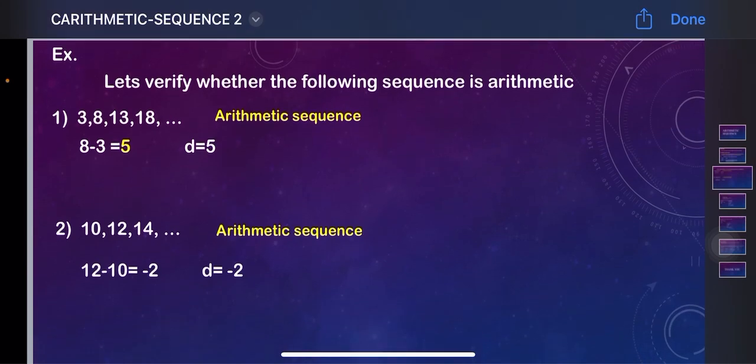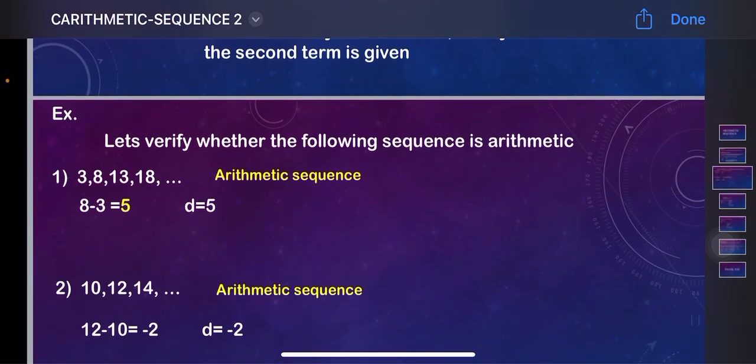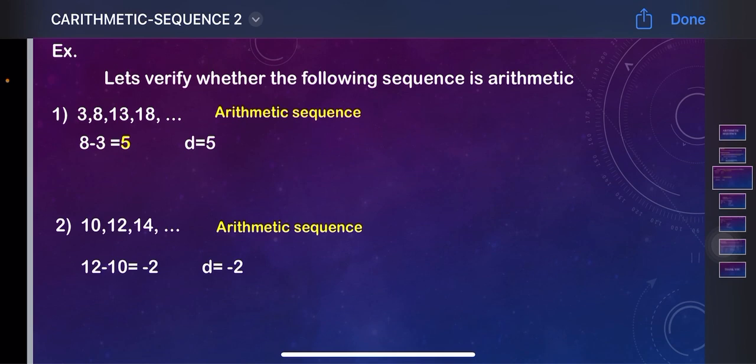Okay, so we have here another example to verify whether the following sequence is arithmetic. When we say arithmetic, again everyone, it is a list of numbers where each term is found by adding a constant value called the common difference. So let's find out if this is an arithmetic sequence: 1, 3, 8, 13, and 18.